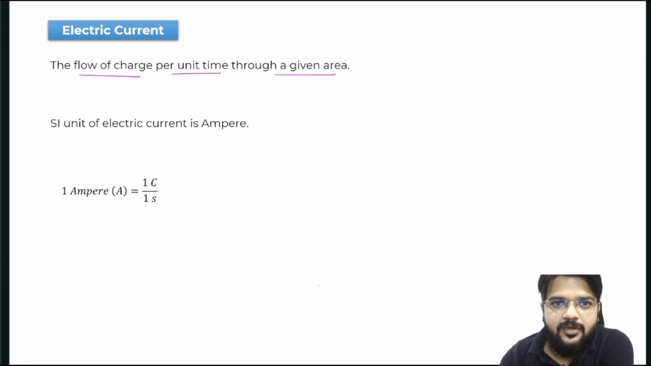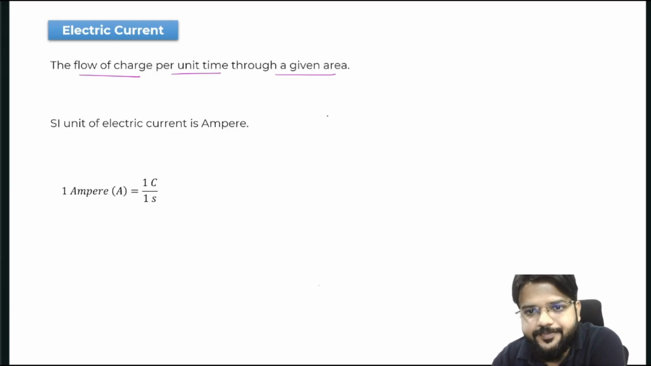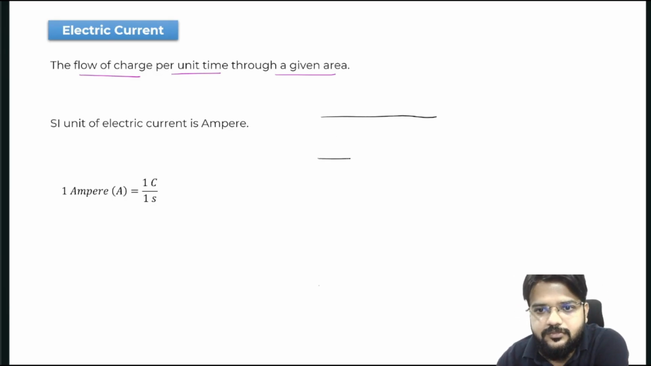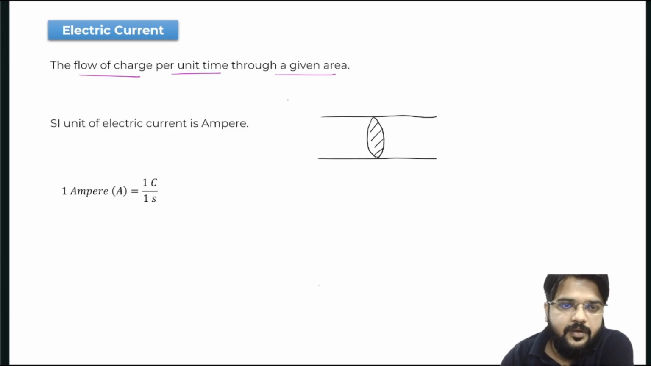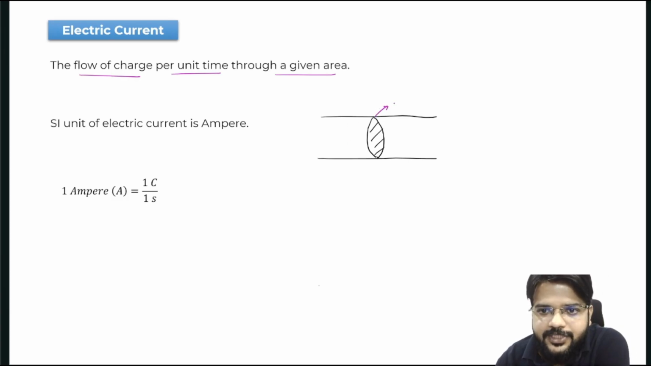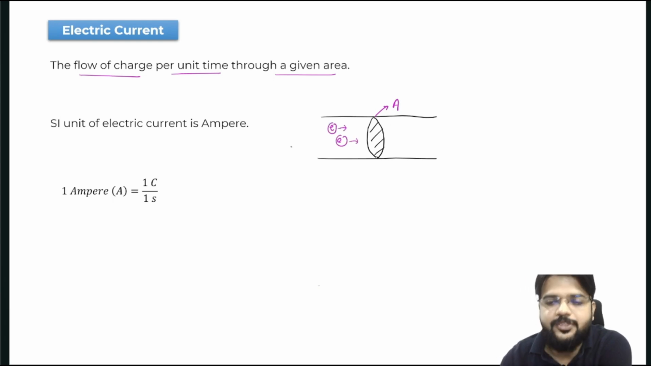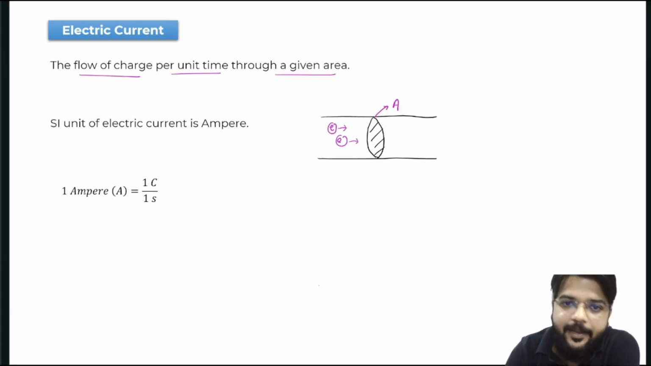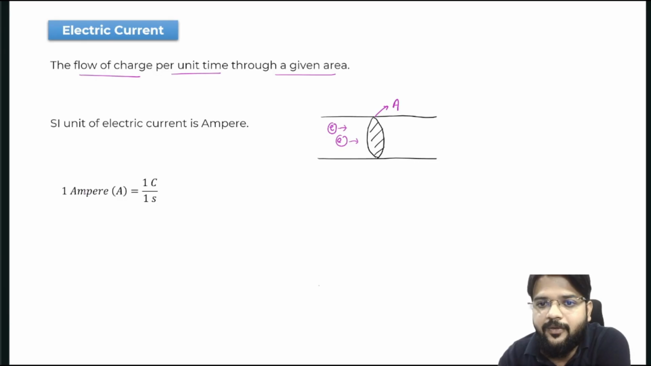Let's suppose we have one wire, and this is the cross section of the wire. The cross section area is, let's suppose, capital A, and electrons are passing through this cross section area in unit time. So the total charge flow per unit time through this given area is the electric current.